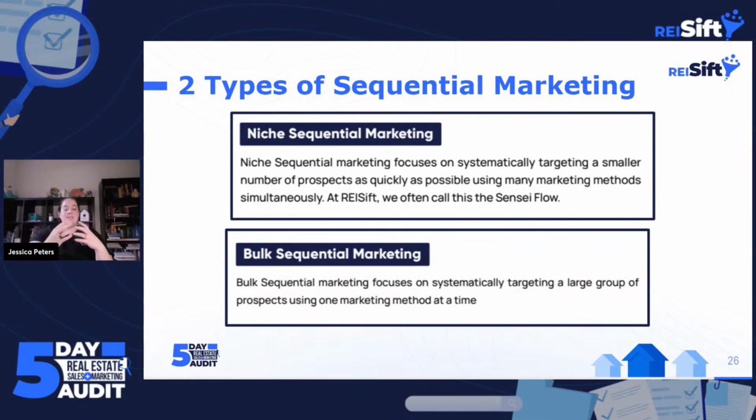Most people, as they grow, incorporate both of these in some fashion. They're doing bulk sequential on larger data sets to get as many correct numbers as possible. They're doing niche sequential on the things that they want to be first to market on. And so there's a place for both of these or neither. There are people who use REI Sift exclusively for direct mail.